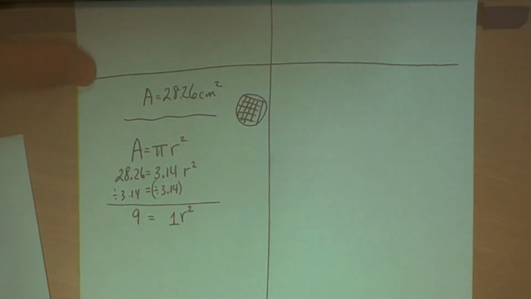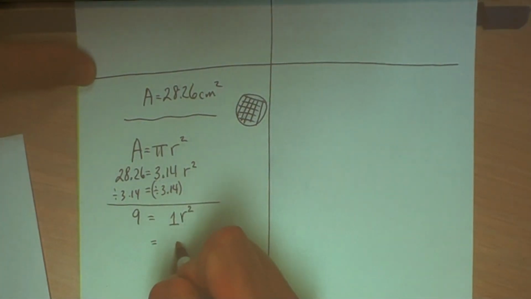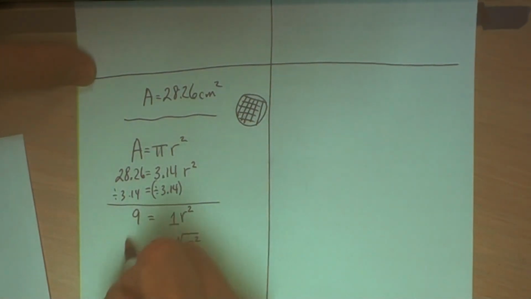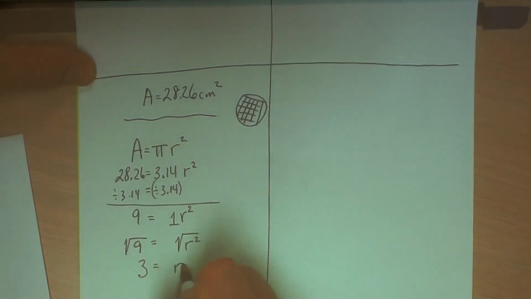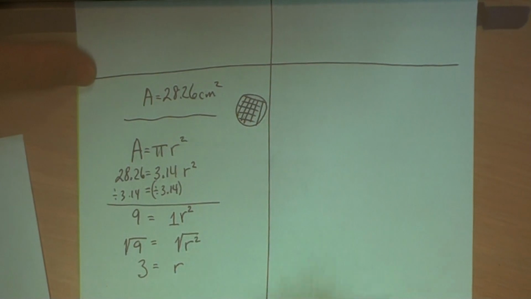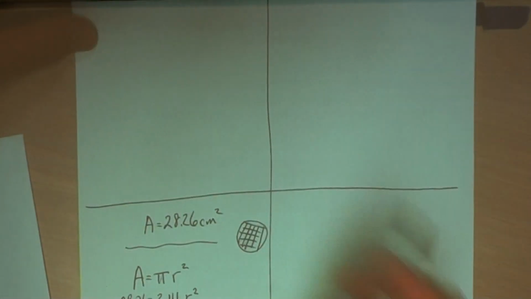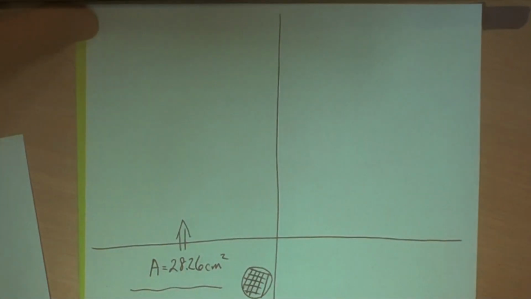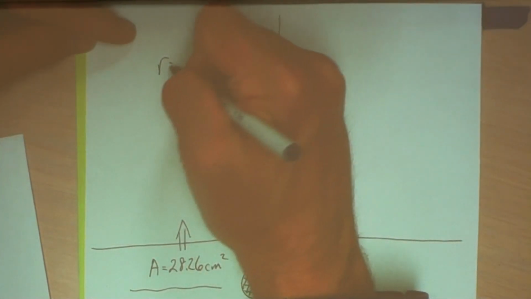In order to solve for r, I am going to take the square root of r squared. What I do to the right, I do to the left, and I take the square root of the number 9. Therefore, 3 is the value of r. I'm talking about centimeters, so r equals 3 centimeters. I use that information to fill in the top half of my chart.